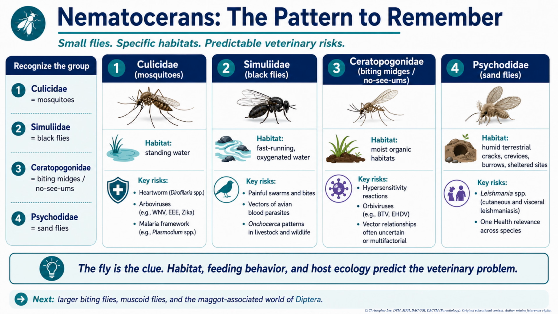Next, find the habitat. Mosquitoes point us towards standing water. Black flies point us towards fast-running oxygenated water. Biting midges, moist organic habitats, and sandflies, humid terrestrial cracks, crevices, and burrows. Then predict the clinical risk. Mosquitoes bring heartworm, arboviruses, and malaria. Black flies bring painful swarms, avian blood parasites, and Onchocerca. Biting midges bring hypersensitivity, arboviruses, and also a little bit of Onchocerca. Sandflies bring Leishmania and One Health relevance.